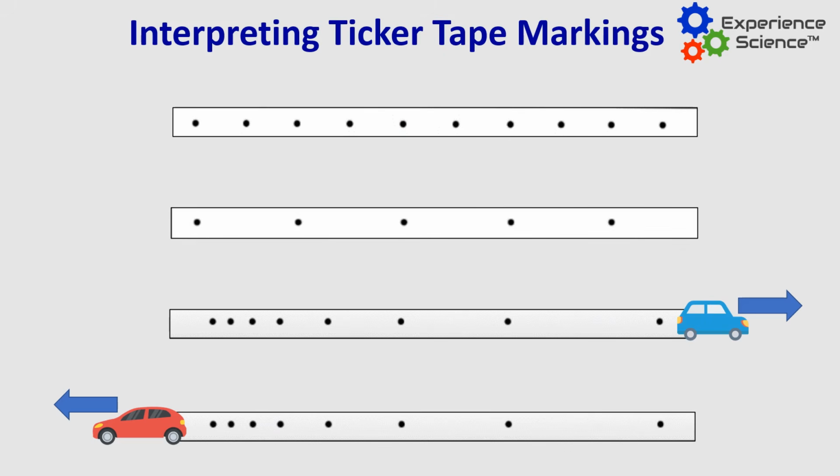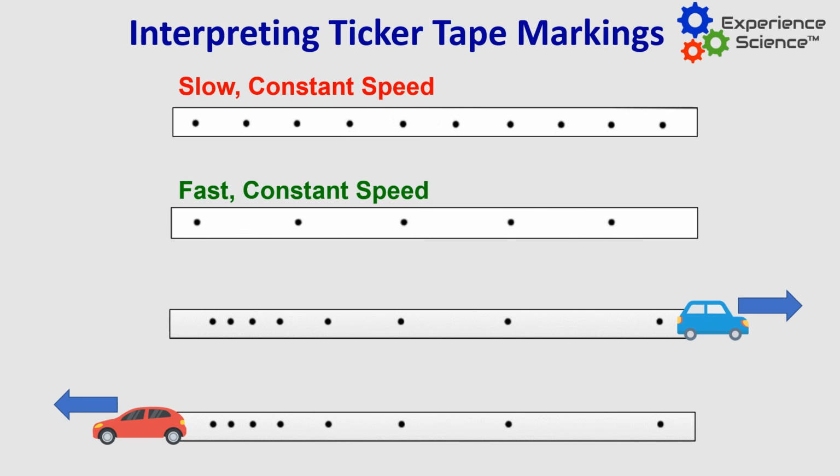Let us now interpret the ticker tape markings for various scenarios. As we have learned, in the first scenario, the car is moving slowly. And since the distance between each marking is constant, the car is moving at a constant speed. For the second scenario, since the spacing is wider, the car is moving faster, but it is still moving at a constant speed.